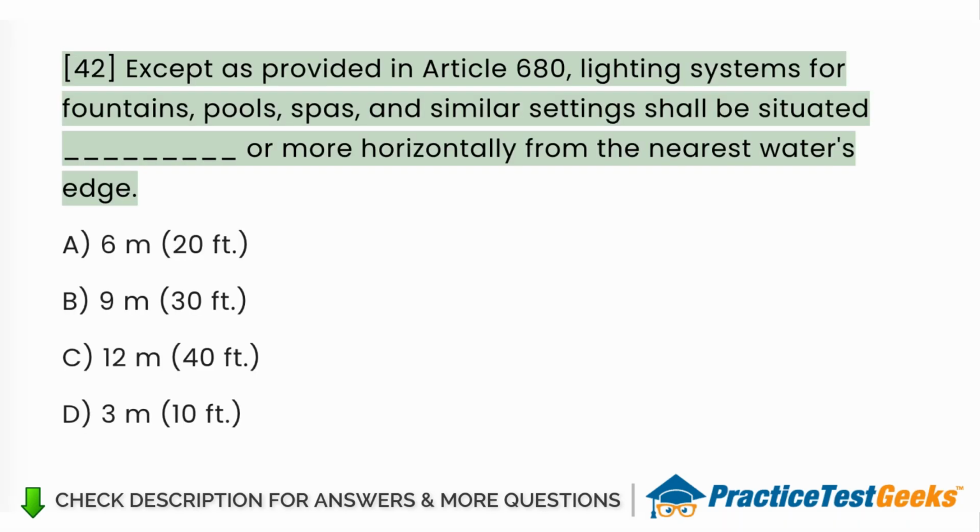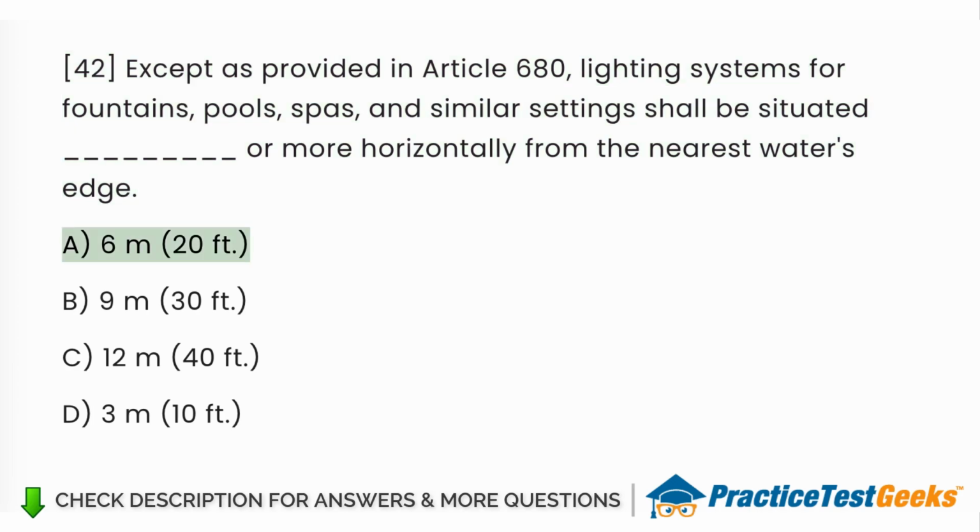Except as provided in Article 680, lighting systems for fountains, pools, spas, and similar settings shall be situated or more horizontally from the nearest water's edge. A. 6 m. B. 9 m. C. 12 m. D. 3 m.